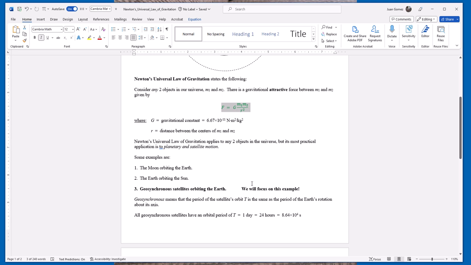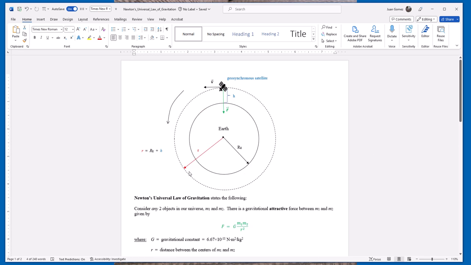And of course, it's an inverse square law. Well, geosynchronous, what does that mean? That means that the period of the satellite's orbit, typically when we talk about UCM and we talk about the period of the orbit, no matter what it is, we use an uppercase T. And the period, by definition, is the time it takes the object to do one complete circle, one complete orbit. That's large T.